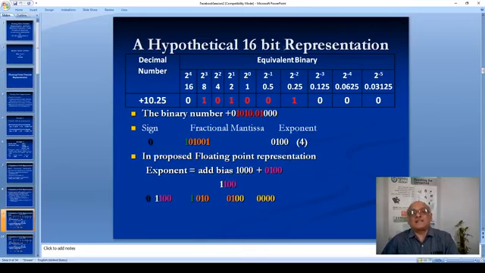Now, a hypothetical 16-bit representation. Once again, you can make the equivalent binary representation. This is a table of powers of 2, starting from 2 to the power 0, 1, 2, 3 and 4. You can have it over here. Then on the decimal side, when you move towards the fractional side, 2 to the power -1, -2, -3, -4, -5, which are the equivalent values, have been put over there. So let's try to represent plus 10.25, which we have represented earlier.